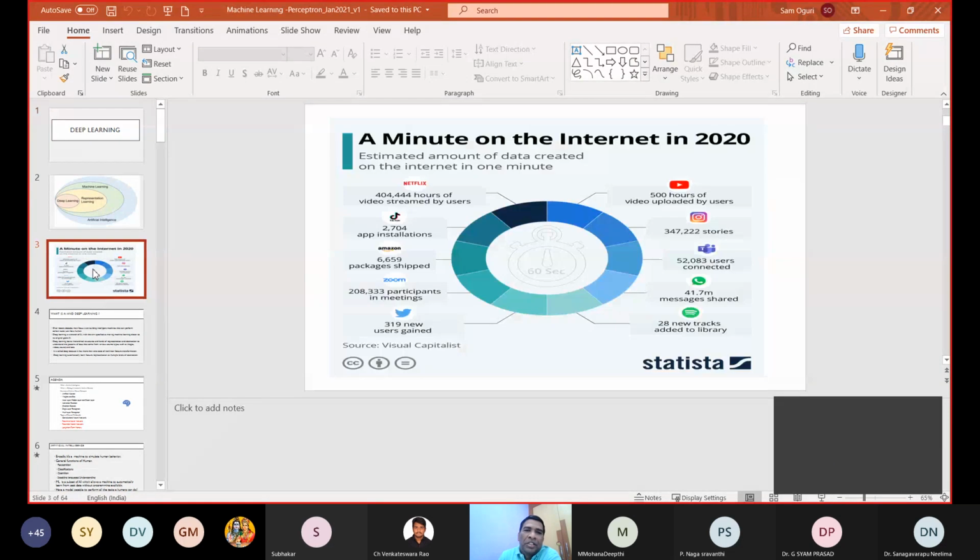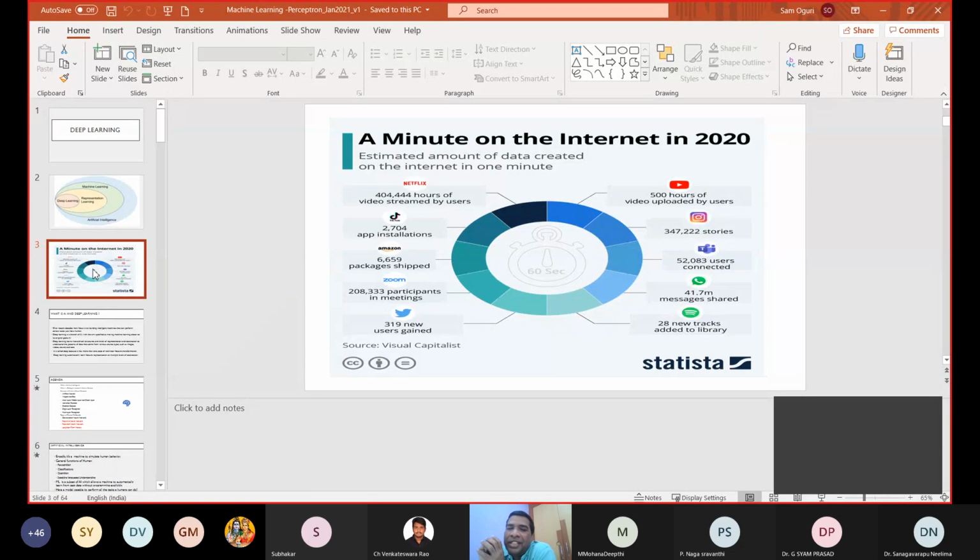Before we go into it, if you look at the present statistics on the internet in 2020, 500 hours of video have been uploaded by users in 1 minute. For example, if you wanted to watch all the videos uploaded to YouTube in a minute, you would need around 2 to 3 months sitting and doing nothing, just viewing.